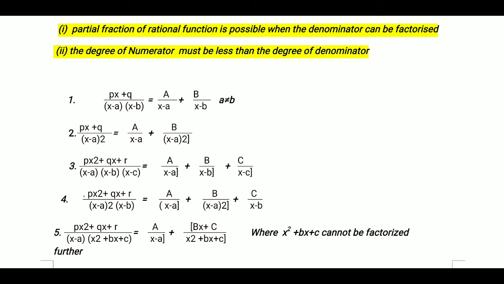If there is another function like this, (px+q)/(x-a)², you consider it equal to A/(x-a) plus B/(x-a)². Here you see that we write A/(x-a), that is the linear form of the denominator, plus B/(x-a)², that is the square form of the denominator. If there is (x-a)³, then what will be written? This will have plus C/(x-a)³.